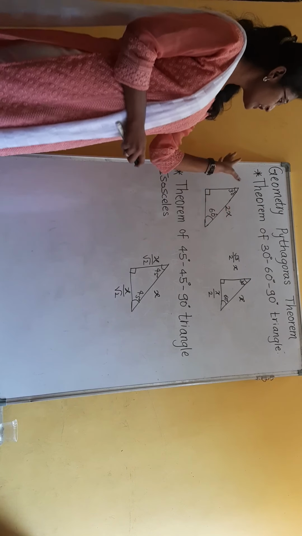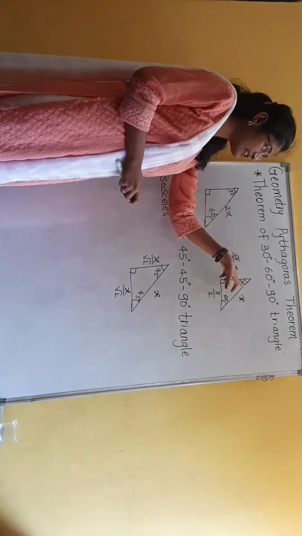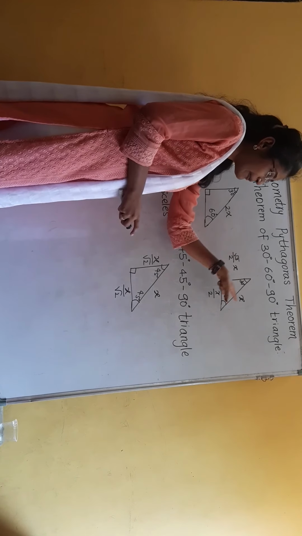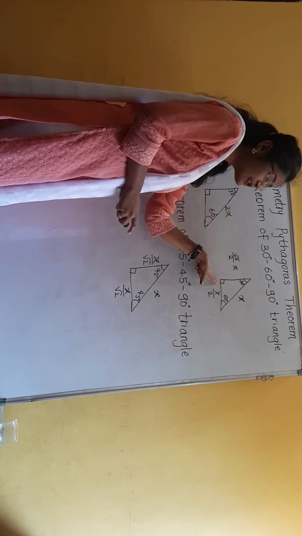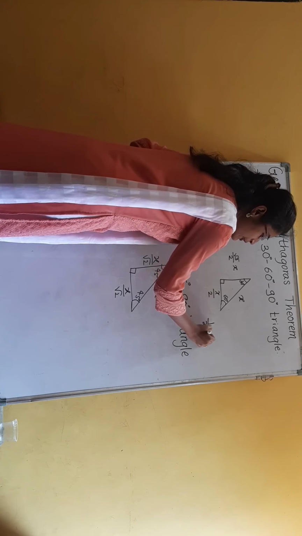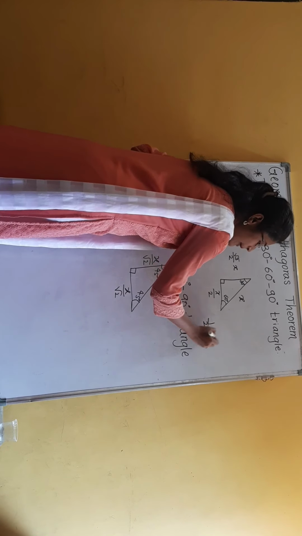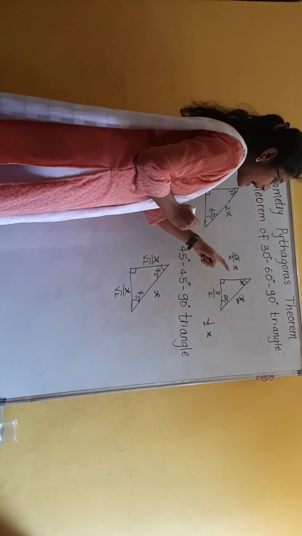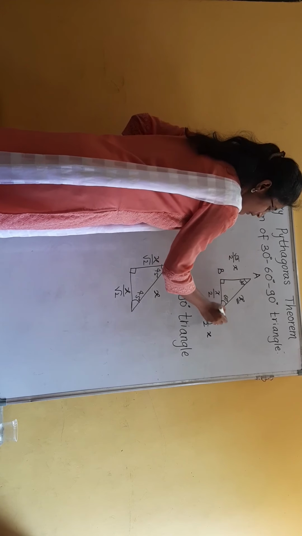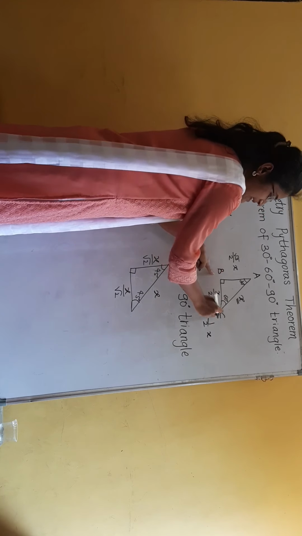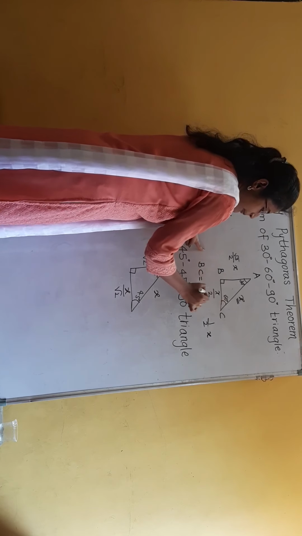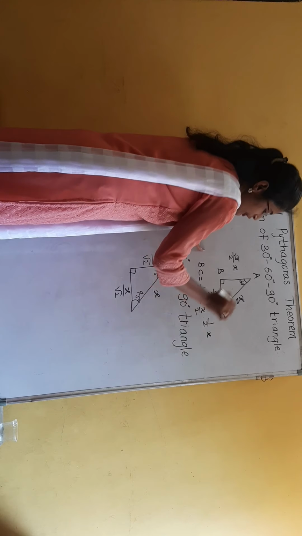So if the triangle has measurements 30, 60 and 90 degree, then this is the hypotenuse, then the side opposite to the 30 degree is equal to half of the hypotenuse. So this is our hypotenuse and the side which is opposite to the 30 degree angle, that is BC. So BC equals half of the hypotenuse, that is x by 2.